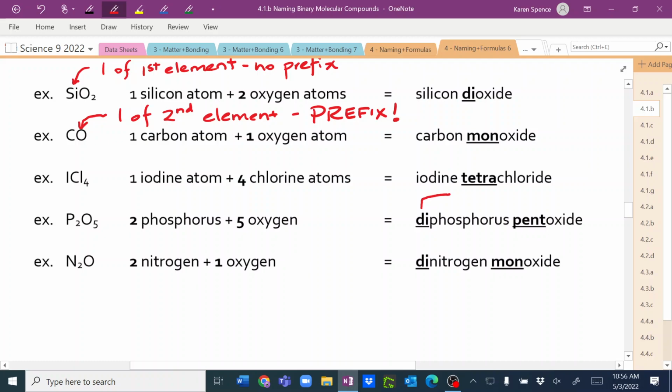Make sure, however, that you see how you have 2 here. Don't leave off any other prefixes on that first word. Mono is the only weird one where you use it on the second word, but not the first. All the others you use all the time. Okay?